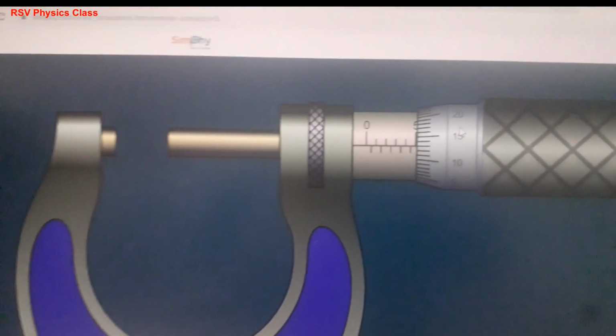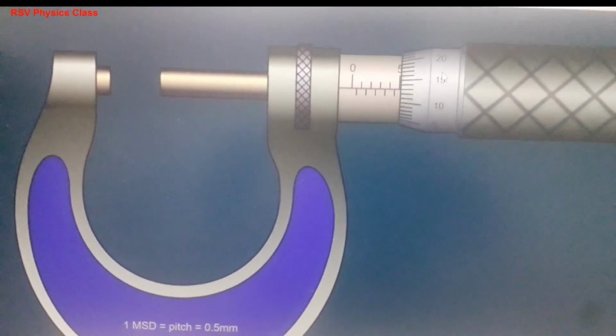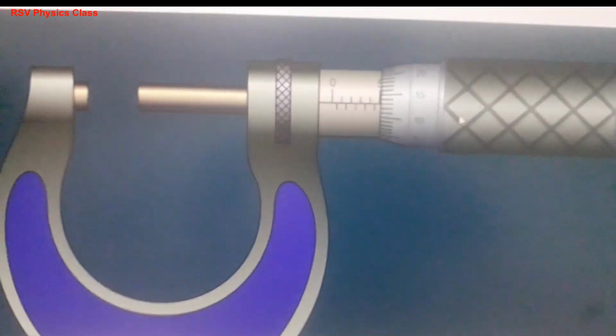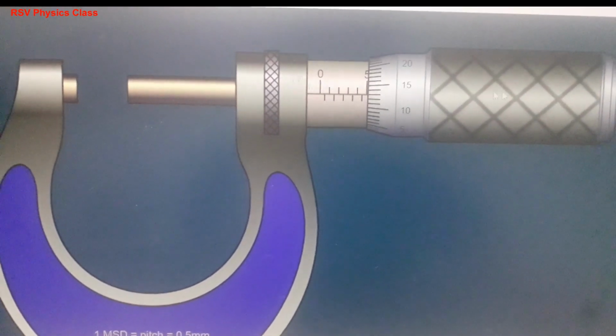So by using these devices, you can measure up to 0.01 accuracy, the least count. So this is the Vernier, and this is the screw gauge. Okay.